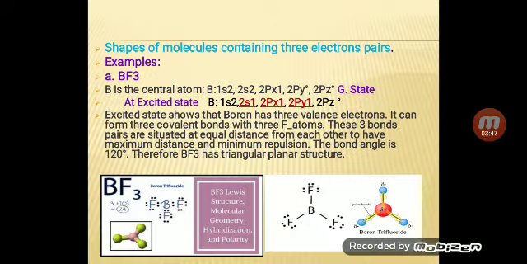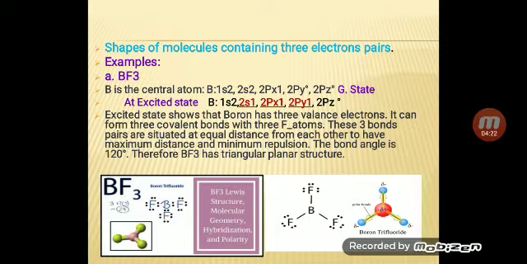Now, shapes of molecules containing three electron pairs. For this, the first example is boron trifluoride. Boron is the central atom of this molecule, so the electronic configuration of boron shows that there are three partially filled atomic orbitals present in the excited state of boron, so it can form three covalent bonds with three fluorine atoms. These three bond pairs are situated at equal distance from each other to have maximum distance and minimum repulsion.